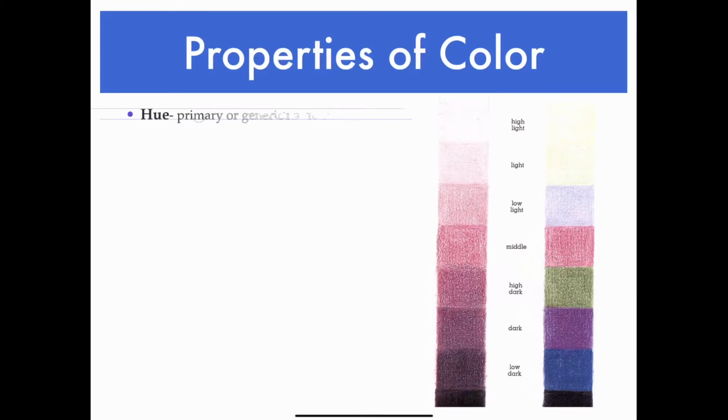There are three different types of properties. The first one being hue. Hue refers to the primary or generic name of a color. So for instance, basic hues are red, orange, yellow, green, blue, and violet.